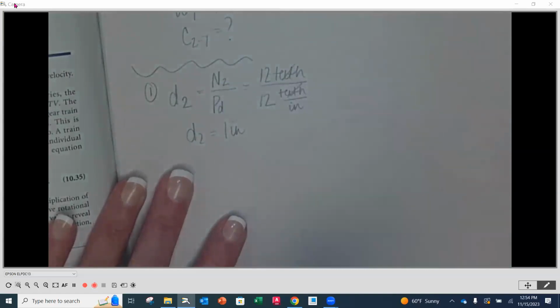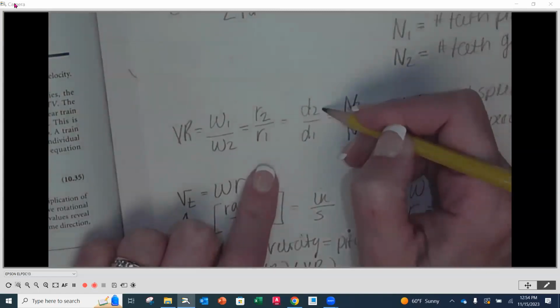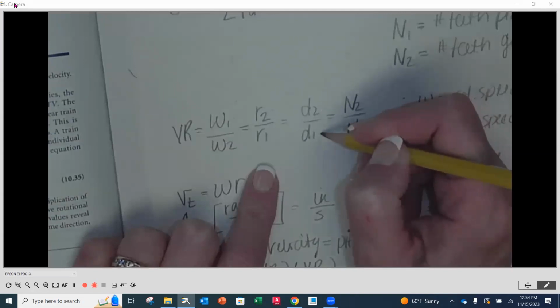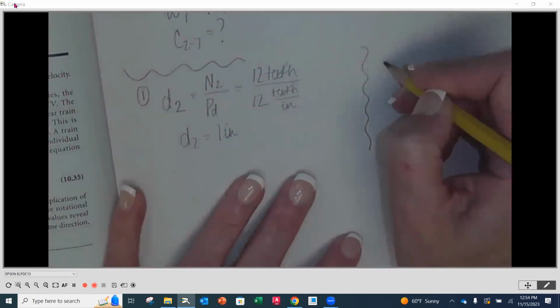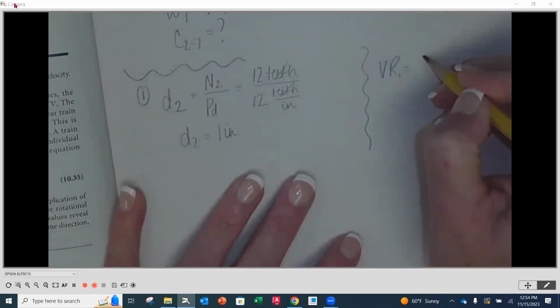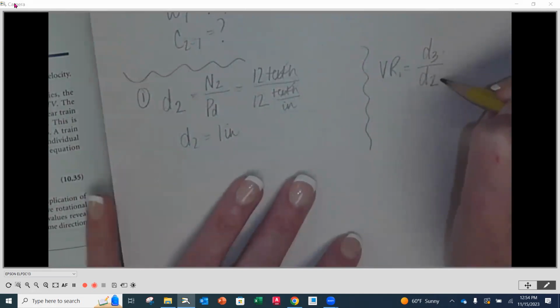Okay. So now, over on the side here, I can calculate the velocity ratio, right? Because I need the velocity ratio between those two. So velocity ratio, I can take the pitch diameter of the gear in this set, which is gear number 3, divided by the pitch diameter of the pinion in this set, which is pitch diameter number 2. So my velocity ratio number 1 is going to be pitch diameter of gear 3 divided by pitch diameter of gear 2. Does that make sense to everybody? Because this is our gear, this is our pinion.